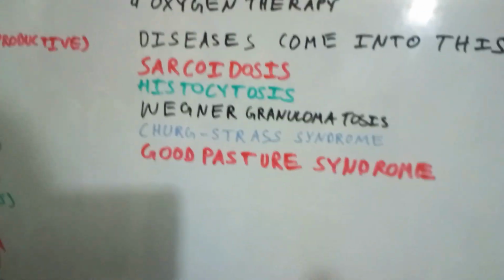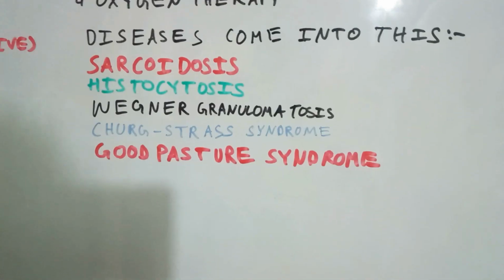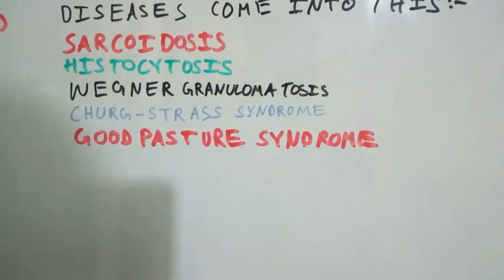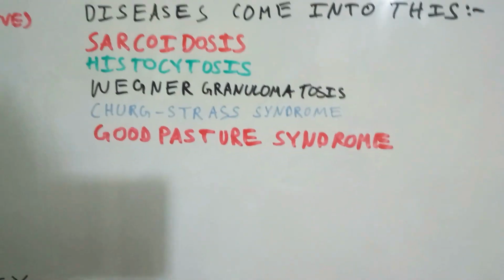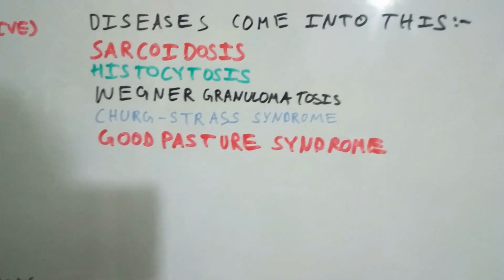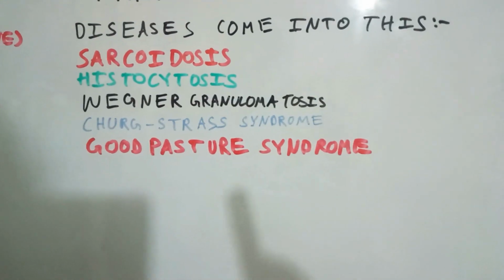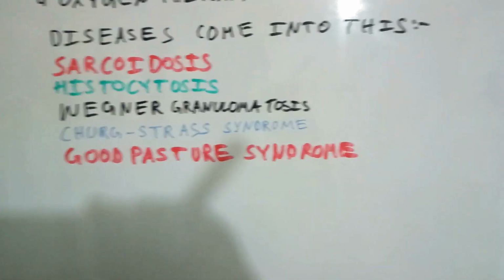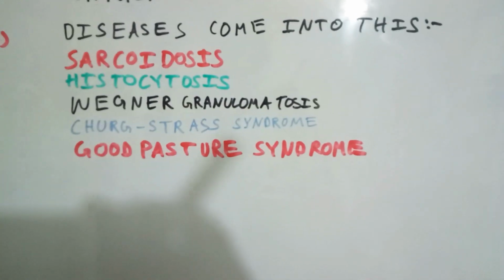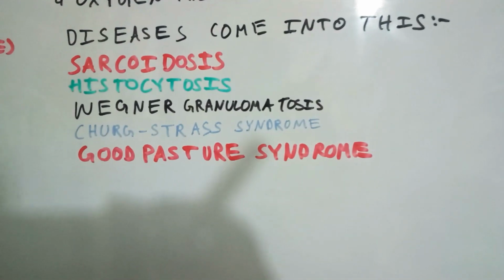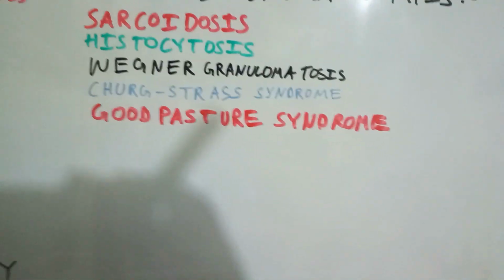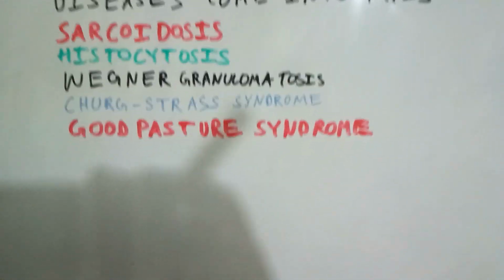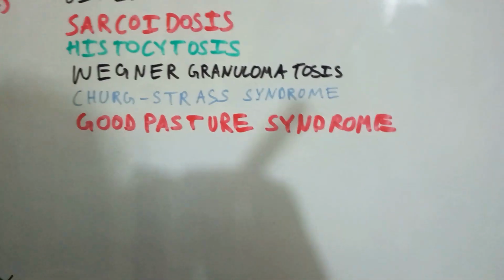In histiocytosis, there is infiltration of histiocytes in our lungs. Wegener granulomatosis is a necrotizing granulomatosis of vascular structures. It is a necrotizing type, and it is sensitive for C-ANCA, and for that you can use it for diagnosis. Churg-Strauss syndrome is also a vascular disease, but it is not necrotizing like Wegener, and it is sensitive for P-ANCA.